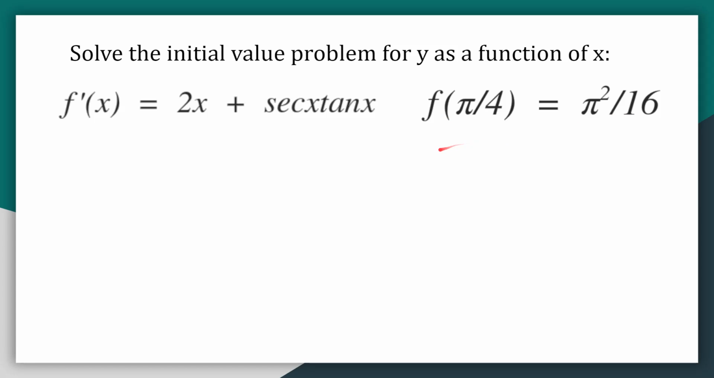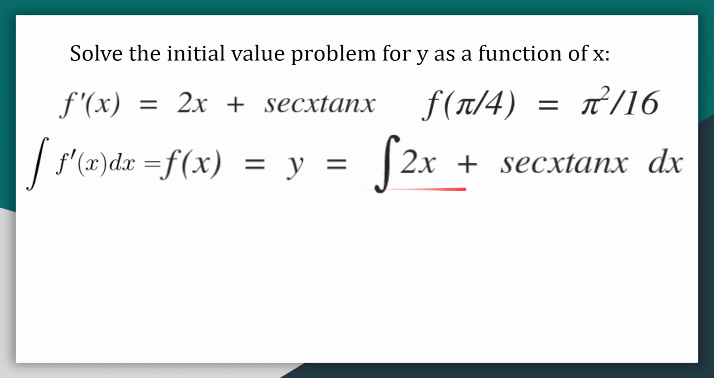So in order to find f of x, we need to anti-differentiate f prime of x. Let's set this up, where we get the integral of f prime of x dx is equal to this. That will be f of x, or y.